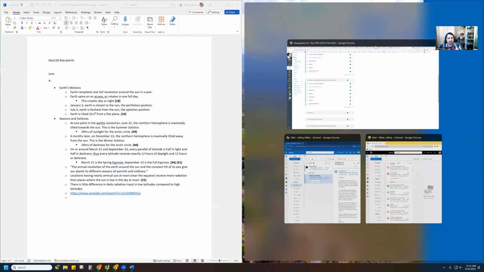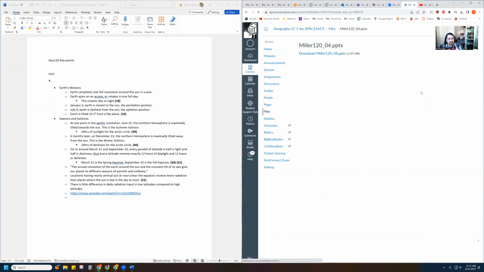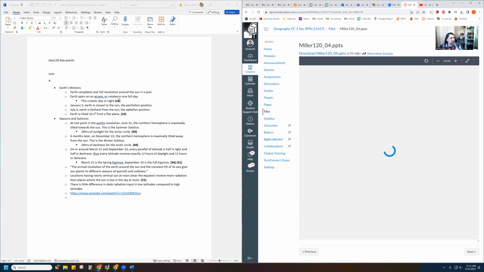That and like that. I hope that's working for you guys. Here are the key points for Unit 4, for example. And if I look at the slides for Unit 4, if we talk about something like the Earth spins on an axis, rotates in one full day, this creates day versus night. Slide 18. Okay, let's find slide 18.